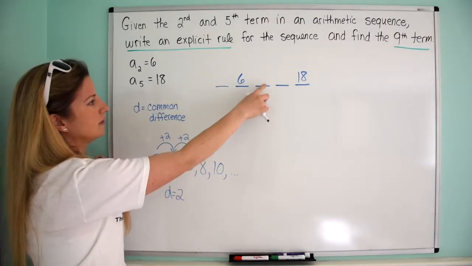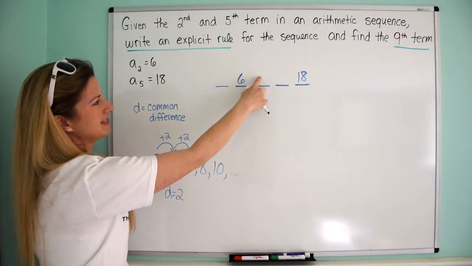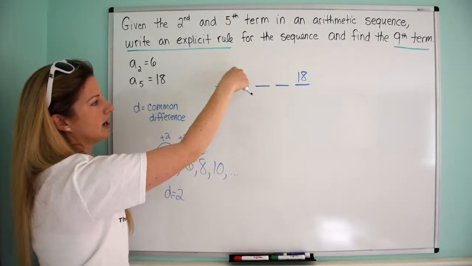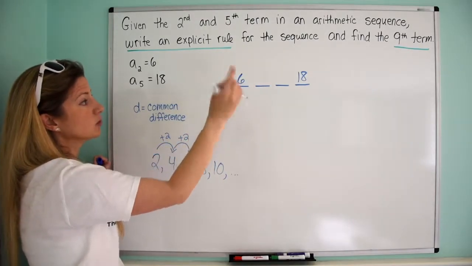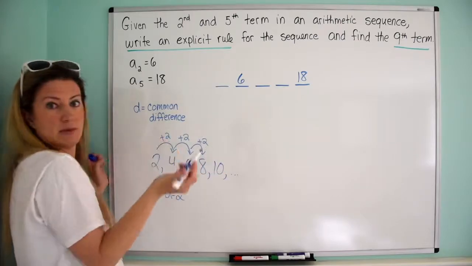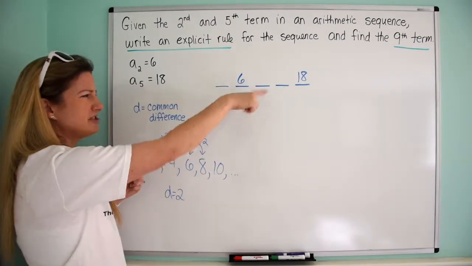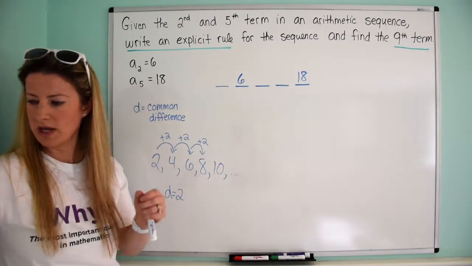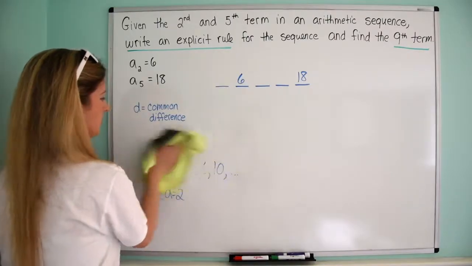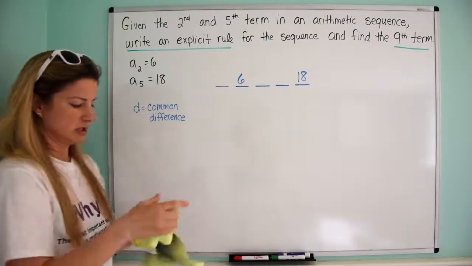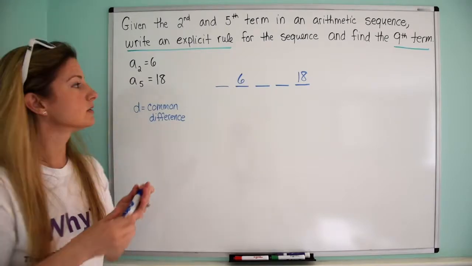So here, the problem is we don't have the two consecutive terms. If 18 had been right next to 6, it would have been easy: the common difference is 12, and we can move on from there. But we have to do a little bit more work. So what I want you to do is think about it. There's a couple ways to think about it, and this is one way.